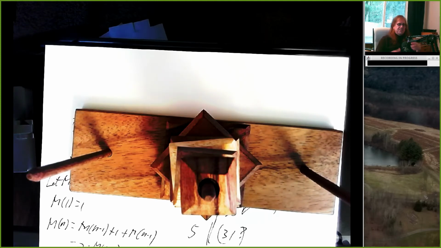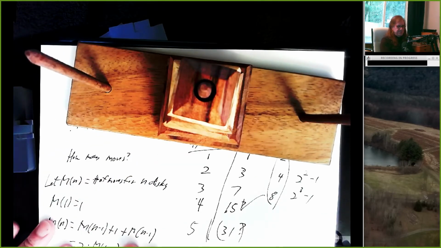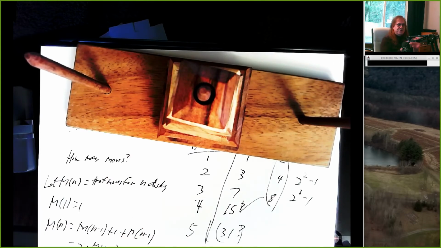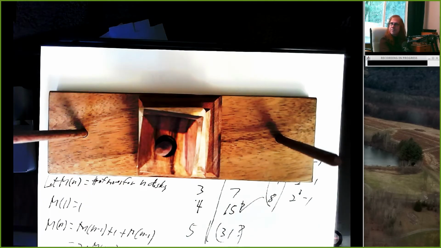So this is another example where recurrence relations, mathematical induction, and algorithms all kind of come together, and they're all kind of the same thing. So let's look at some code.